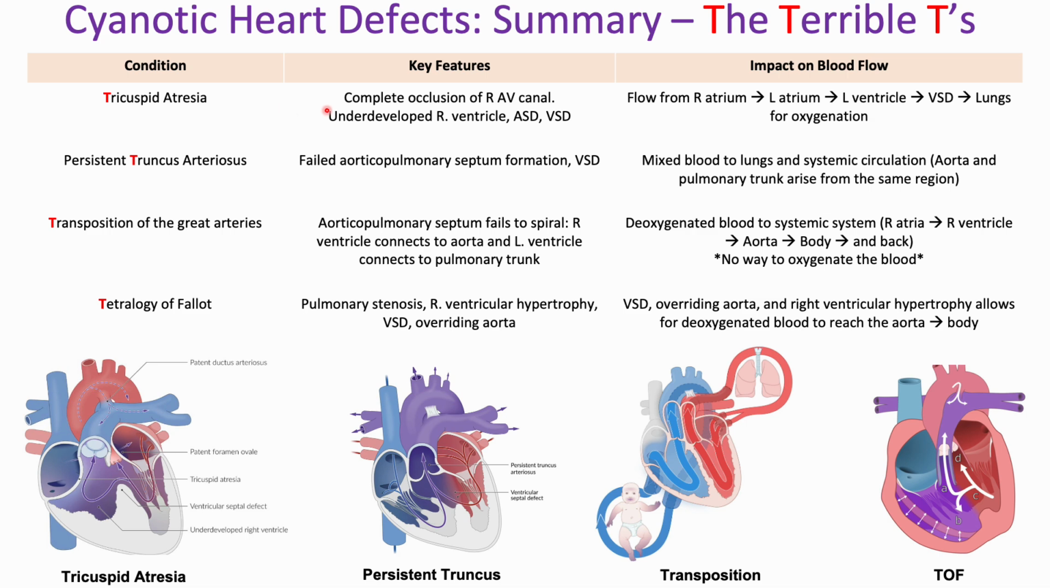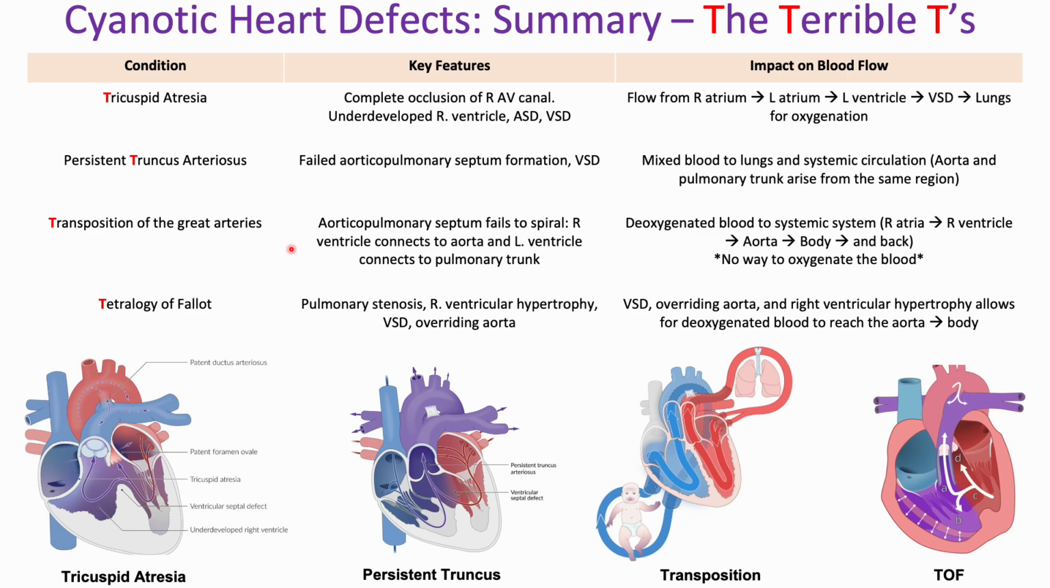So key features of tricuspid atresia, you have complete occlusion of the right atrioventricular canal, meaning that the tricuspid valve does not form. That is going to lead to an underdeveloped right ventricle, an atrial septal defect, and ventricular septal defect. You can see that down here at the bottom. Truncus arteriosus, this is going to be failure of the aorticopulmonary septum to form. It's often associated with a VSD, and this is going to allow for deoxygenated blood to go directly into the aortic and pulmonary trunk. So we got that mixing happening, and that's going to allow for deoxygenated blood to reach systemic circulation.